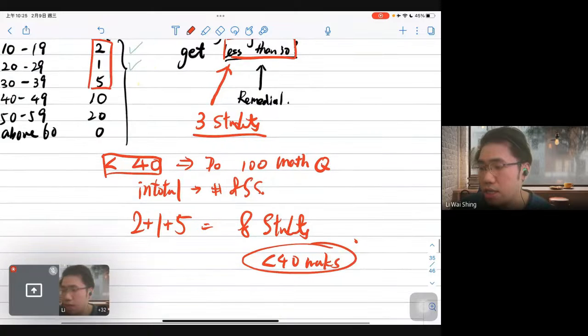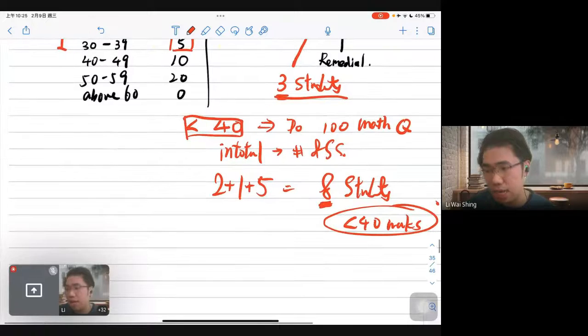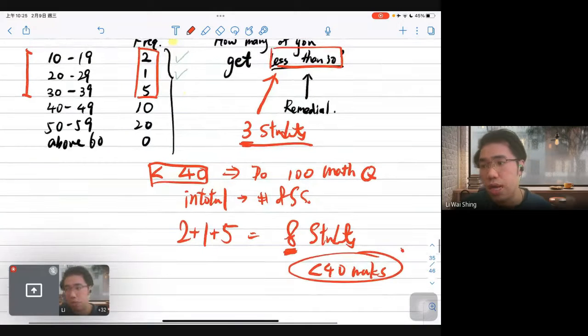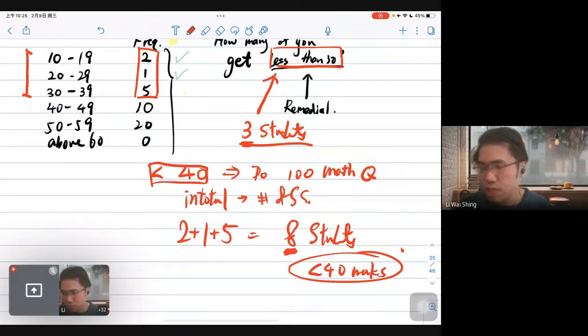Okay, this kind of number, 3, 8, okay, or adding up 18, I add up the frequency and find that the number of students less than a certain mark, we call it cumulative frequency, 累積頻數. I don't want to know which group you are in. I want to know less than a certain mark, how many students are there. Then we call it cumulative frequency.